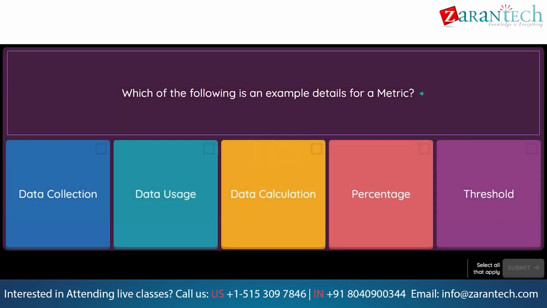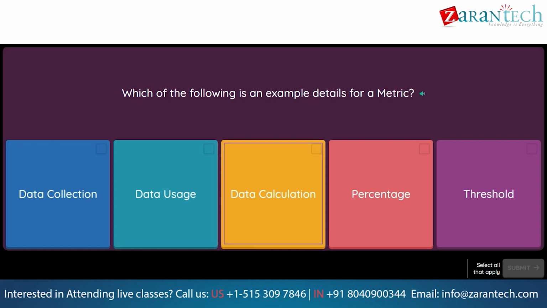Question: which of the following is an example of details for a metric? Option 1: data collection. Option 2: data usage. Option 3: data calculation. Option 4: percentage. Option 5: threshold.